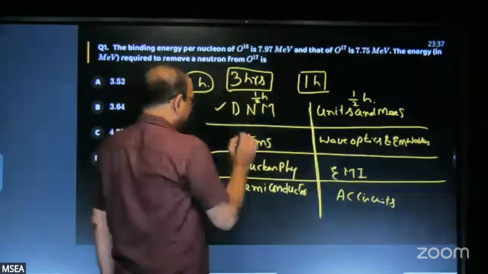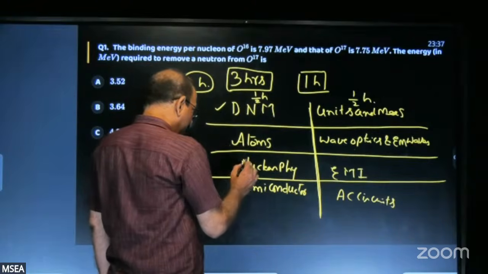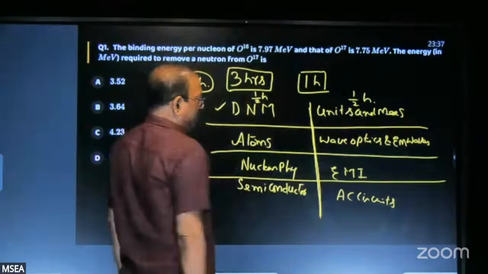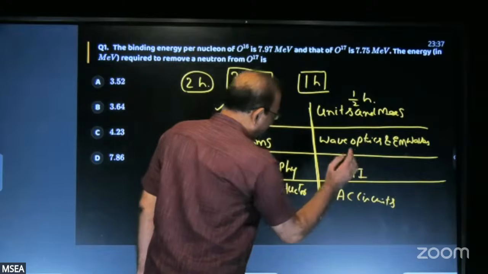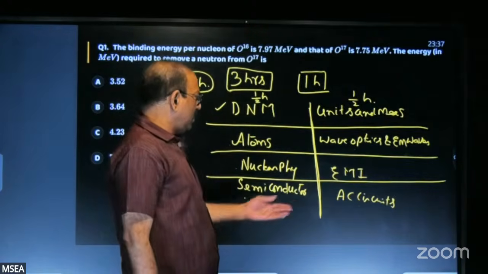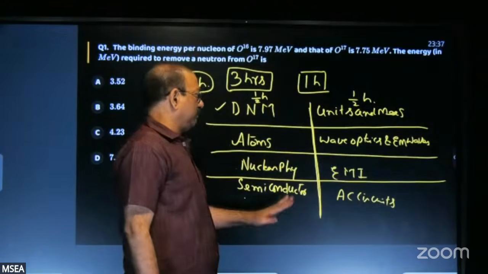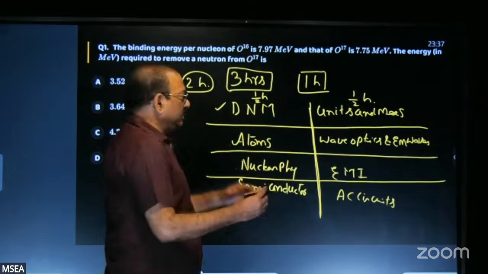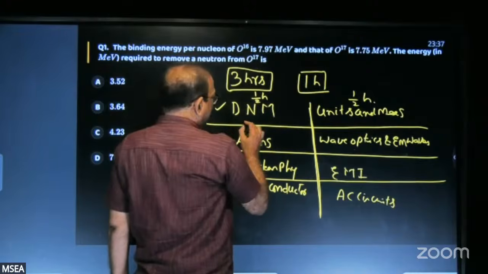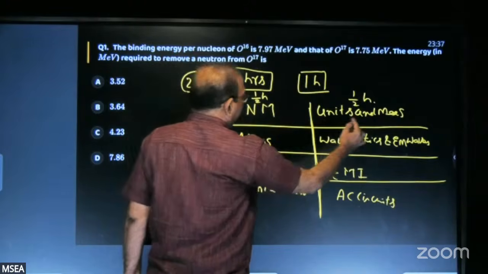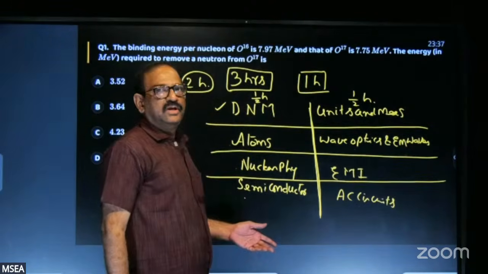Next day, half an hour atoms, half an hour wave optics and EM waves. Next day, half an hour nuclear physics, half an hour electromagnetic induction. Next day, half an hour semiconductors problems you do, half an hour AC circuits. Concepts you revise 5-10 minutes, then do 10-15 problems. One cycle over, next again you start. Again, fifth day, half an hour dual nature of matter, half an hour units and measurements. Repeat this cycle again another 4 days.